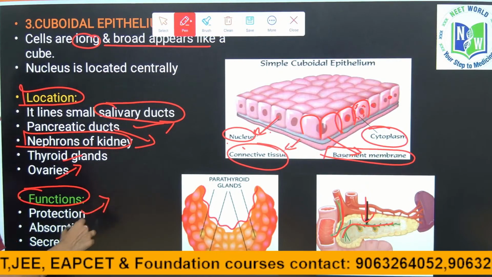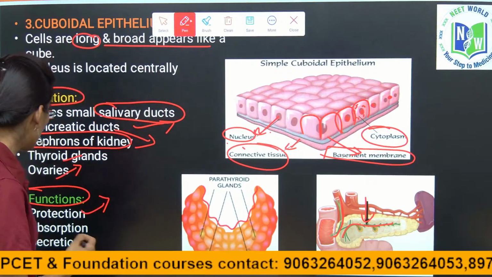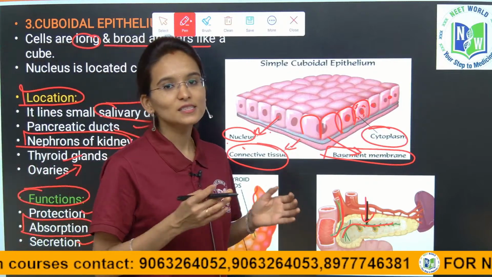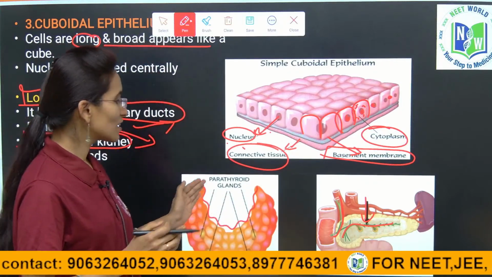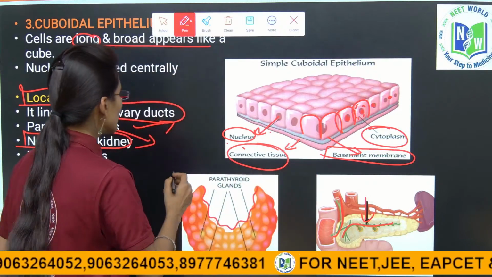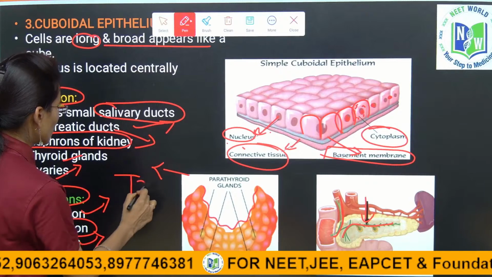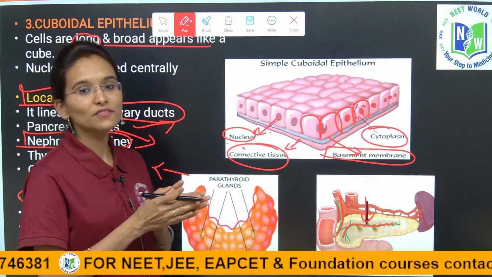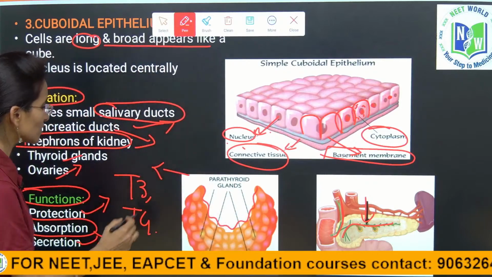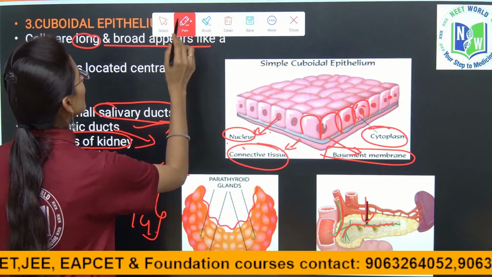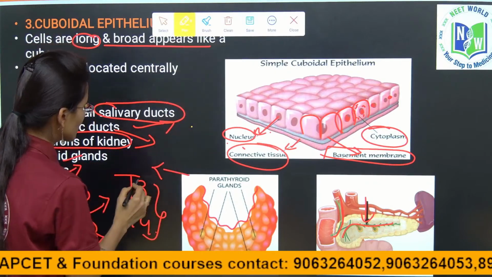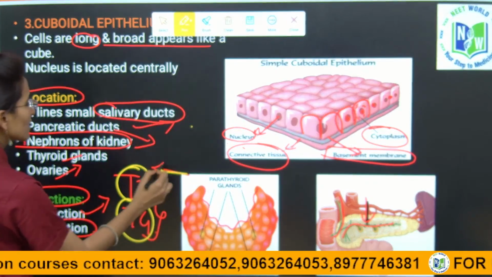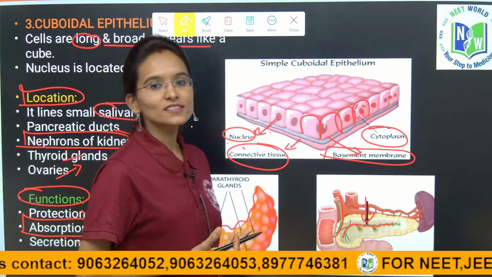The first function will always be protection, next absorption, and next secretion. What is it going to secrete? It is present in the thyroid gland, right? So the thyroid gland secretes the hormones called T3 and T4. These are some extra additional points which you can add. They are apart from your NCERT textbook, but they are very important. T3 and T4, triiodothyronine and tetraiodothyronine. No need to remember the names, if you remember T3 and T4 it will be enough. Together, T3 and T4 are called thyroid hormones.